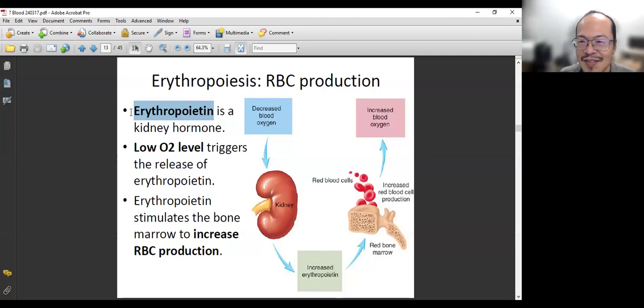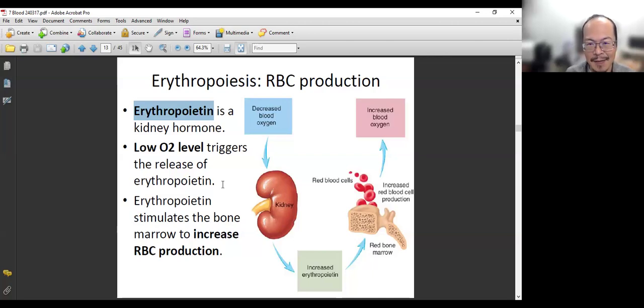The kidney is such an interesting organ. It wants to get involved in so many things, right? Earlier we talked about the renin-angiotensin pathway, RAS. Renin comes from the kidney. Now erythropoietin also comes from the kidney. Why does the kidney get involved in oxygen sensing?